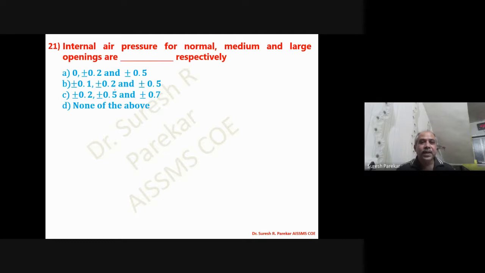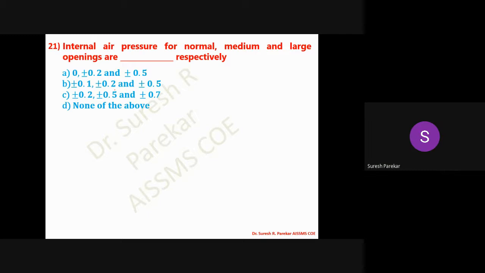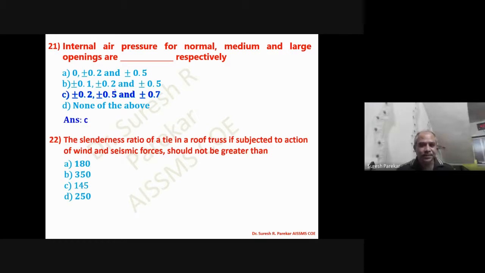Then internal air pressure for normal, medium, and large openings. If we do not have any opening, the value is 0. For normal we have plus minus 0.2, for medium plus minus 0.5, and for large openings plus minus 0.7. So the option is C.